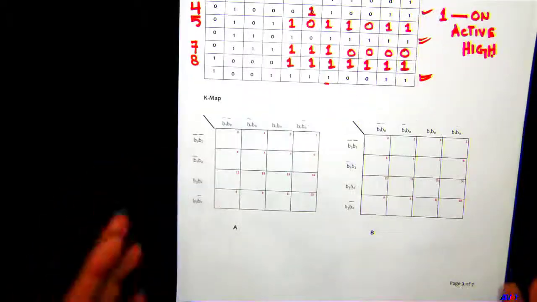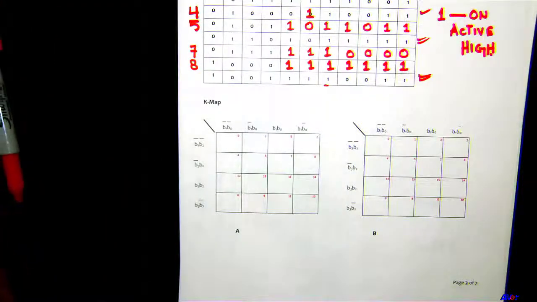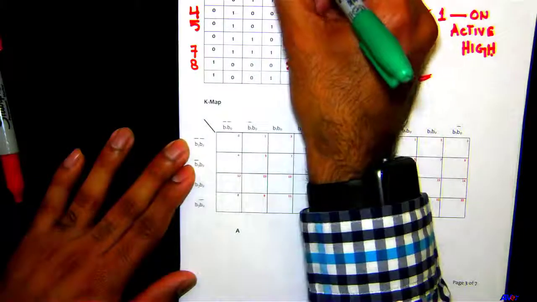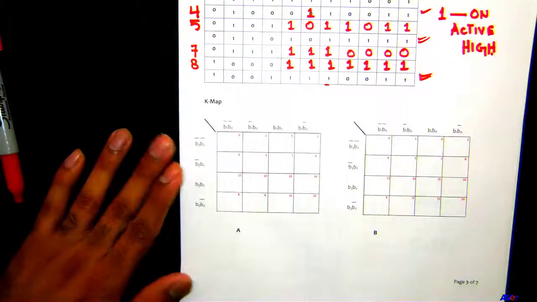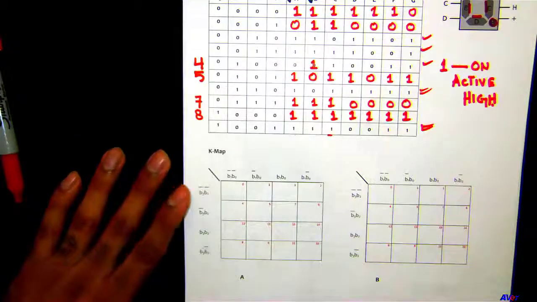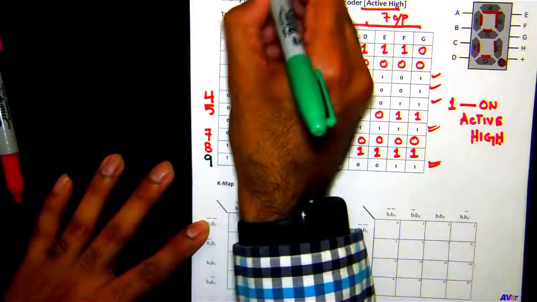Let's do the K-map, and we are only doing it for A and B, remember. So we look at these columns right here, and we look at the minterms. Notice this only went from 0 to 9, so that means it's a BCD, correct?